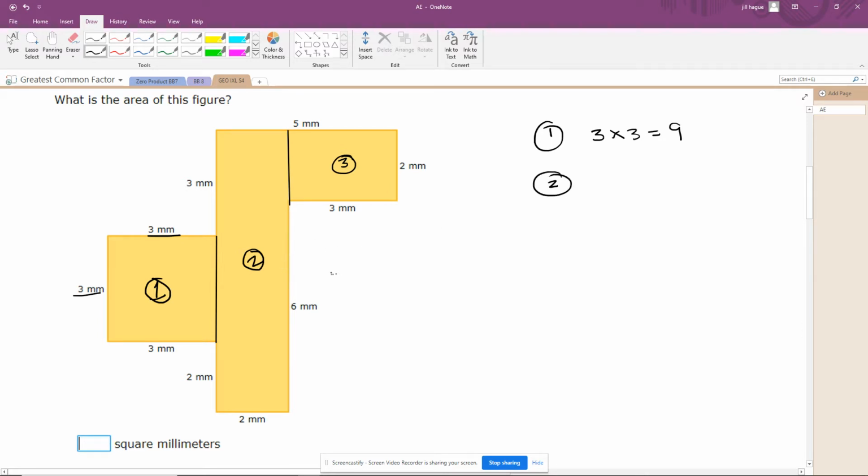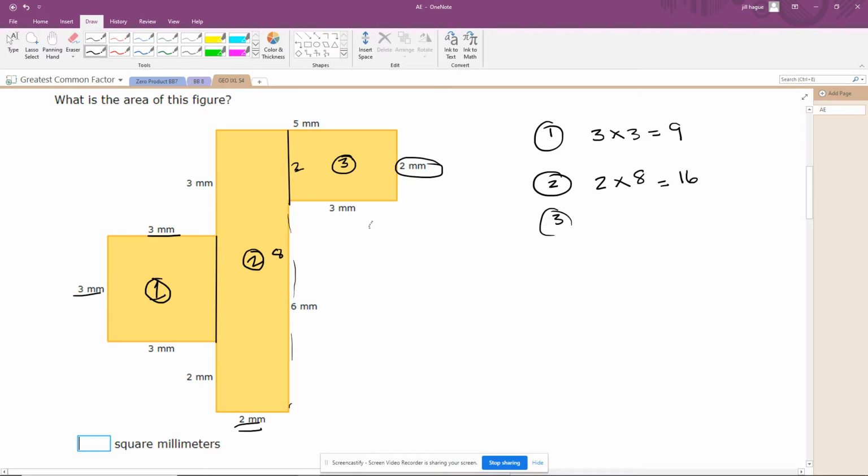Then shape 2. You got to do a little bit of math. You know the end here is 2, so I know one side of it is 2. And the other side is 6, right? So this piece here that I'm drawing up is 6. And then this piece right here is 2. How do I know that? Because this is 2, therefore that has to be 2. So 6 plus 2 would be 8. So the length of that one is 8. Multiply those together and I get 16.